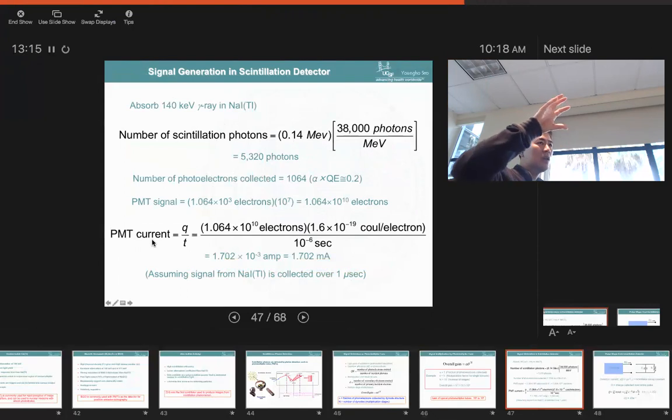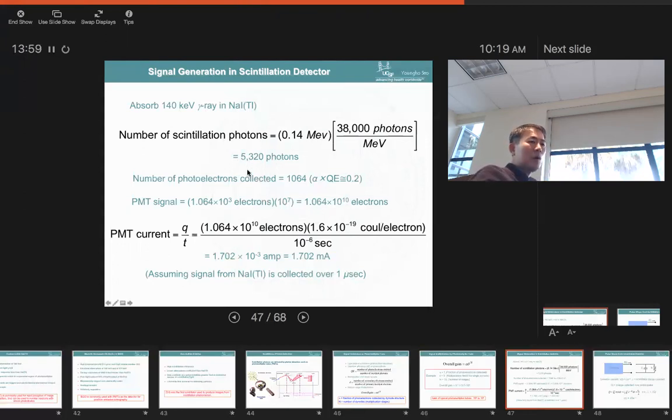The current is the flow of charges at the anode being fed to the electrical circuit. That's what we want to know. So let's do some calculation based on the very simple theory we developed. How many scintillation photons are coming out of the sodium iodide? This is 140 keV, and sodium iodide produces about 38,000 photons per MeV. So a 140 keV photon will generate 5,320 scintillation photons.